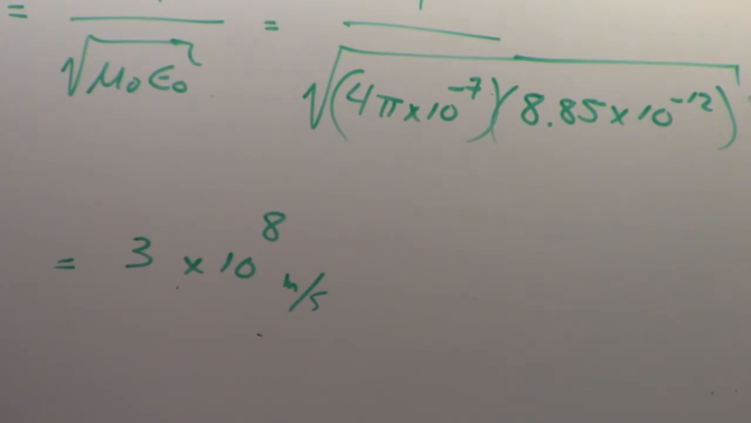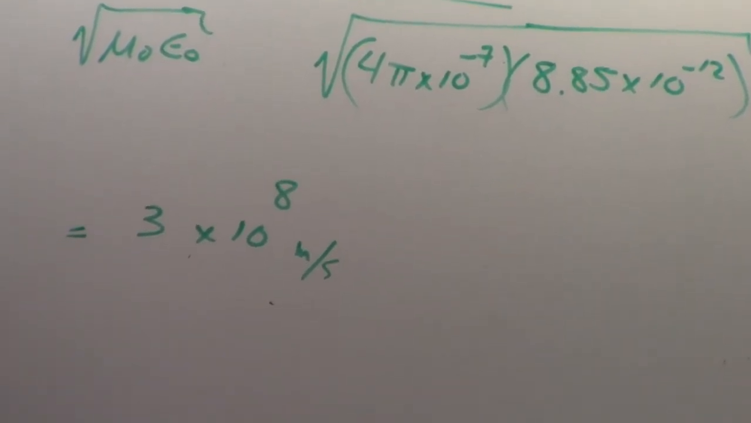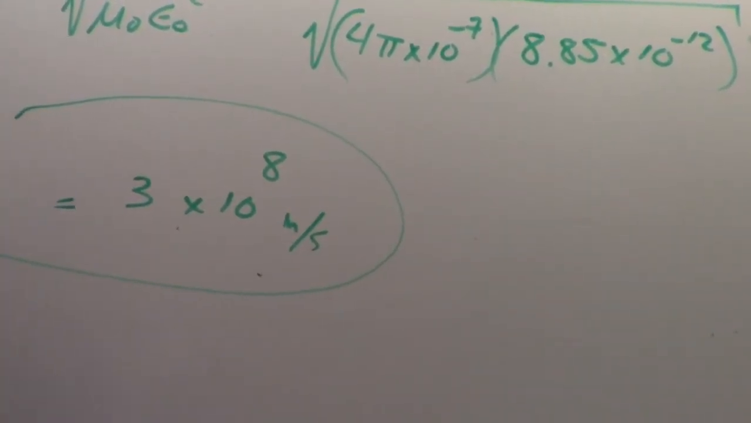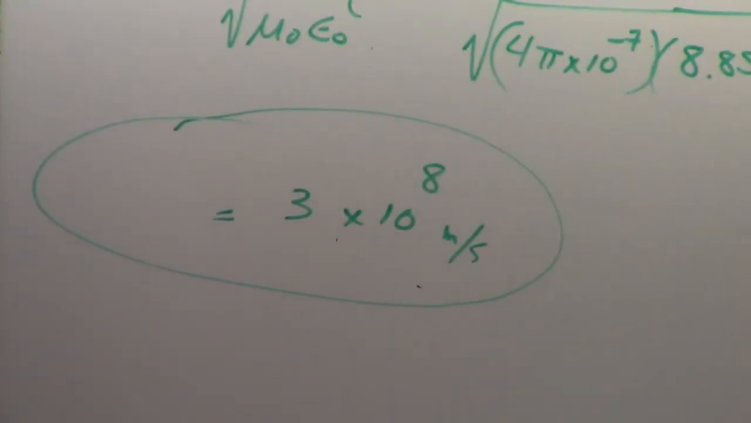And maybe now some of you are getting excited on this step, because 300 million meters a second. And so if this number looks familiar, it did to Maxwell, and this is why he got so excited. What is that number?